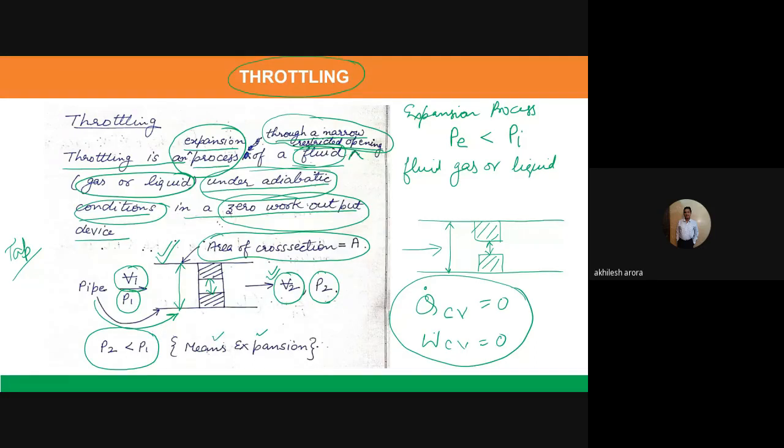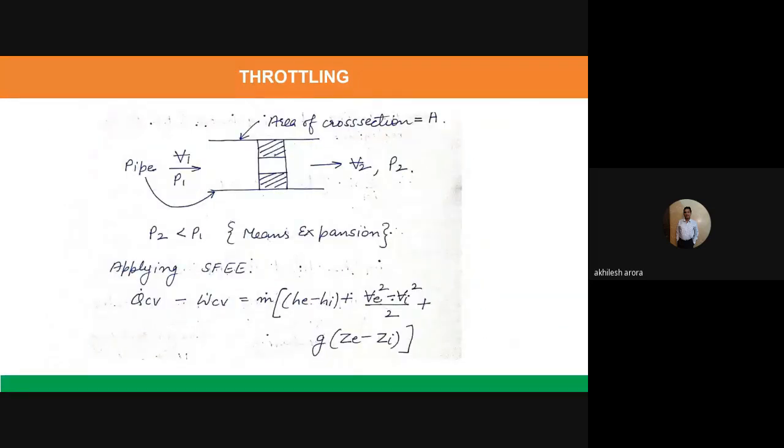Now once we have understood the process of throttling, our next task is to apply the steady flow energy equation to this particular process of throttling. So let us see it once again. Initial velocity is V1, final velocity is V2, initial pressure is P1, final pressure is P2. And this I have already told you. Once again, this equation is already known to you: Q dot CV, W dot CV. This is the change in enthalpy, this is the kinetic energy term, this is the potential energy term.